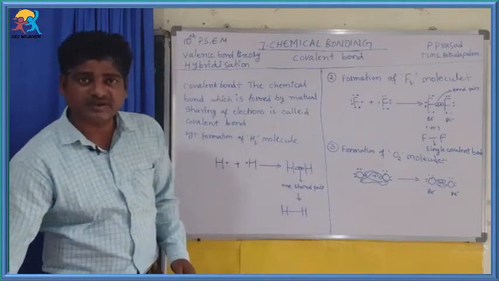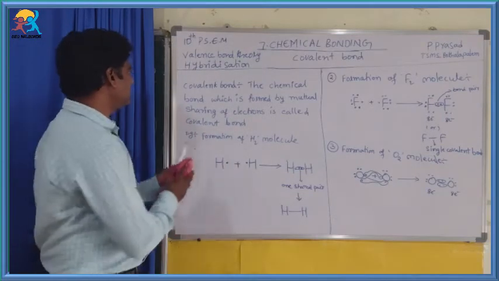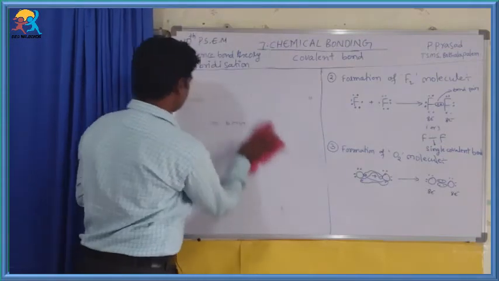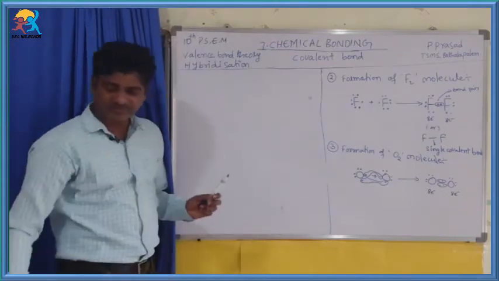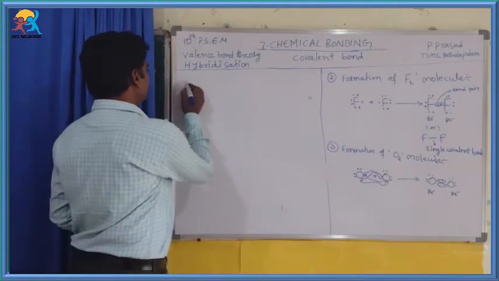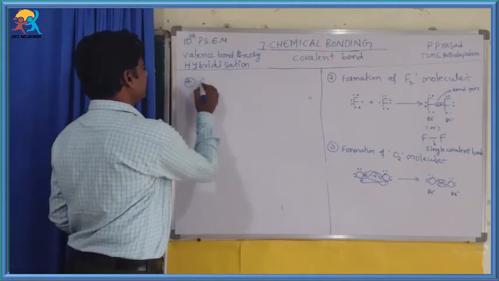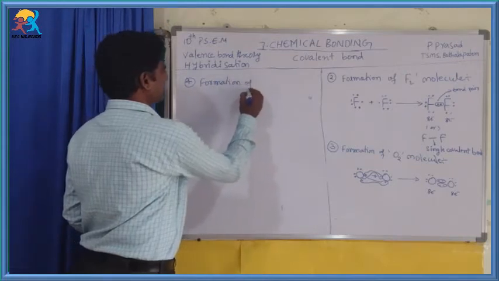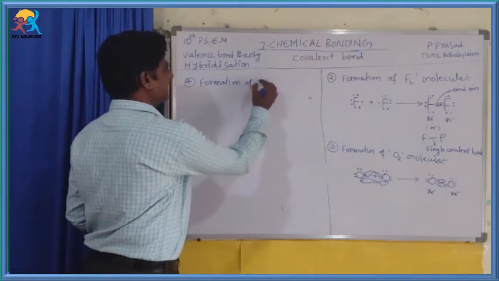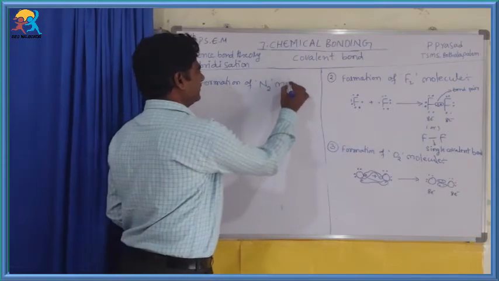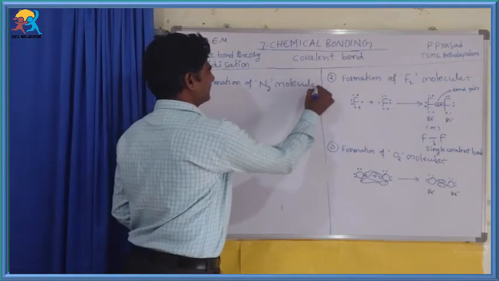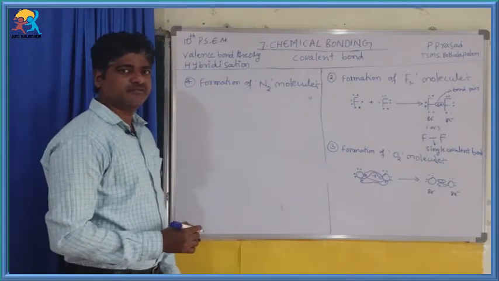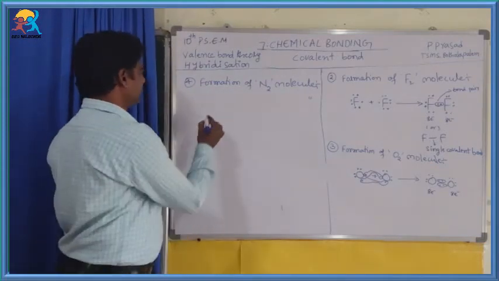Okay. So this is the formation of the O2 molecule. Next I am going to discuss another molecule for the formation of a covalent bond. That is the formation of the nitrogen molecule. Nitrogen means it is the diatomic N2 molecule. So for the formation of the N2 molecule, how many nitrogen atoms are required? 2 nitrogen atoms are required.